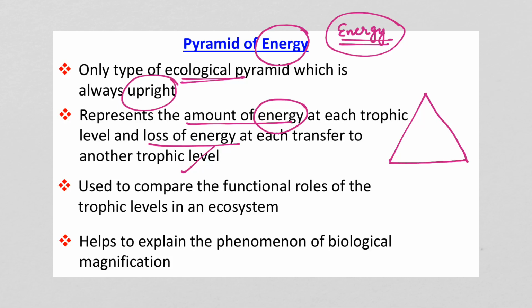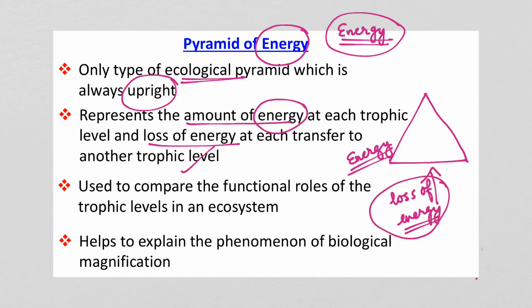Why is it always upright? Because this is calculated in terms of energy. We know that as we move above the trophic level, there is always a loss of energy in the form of heat. That is why the pyramid of energy is always upright.